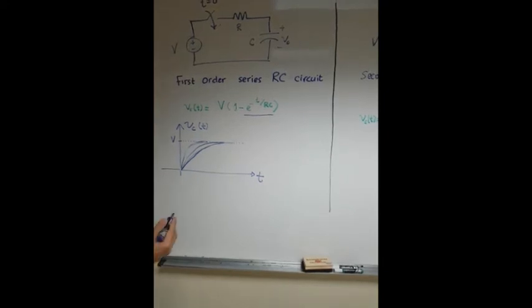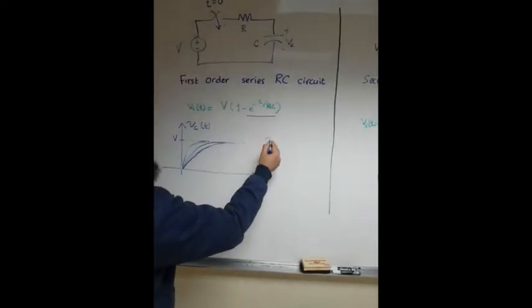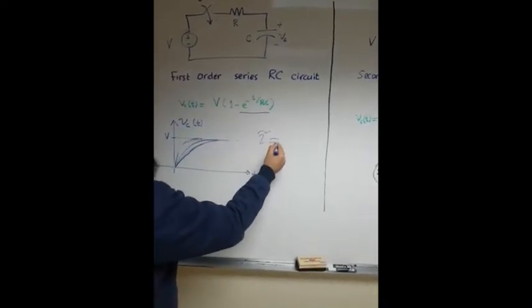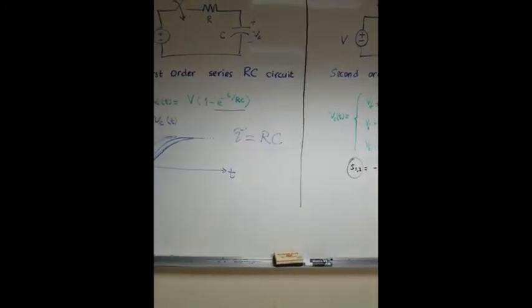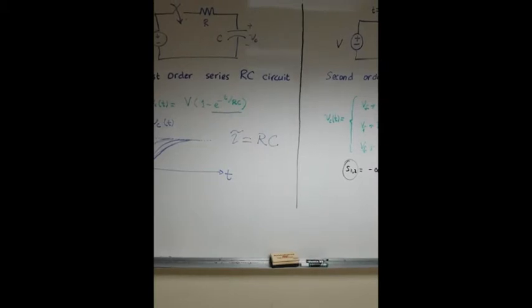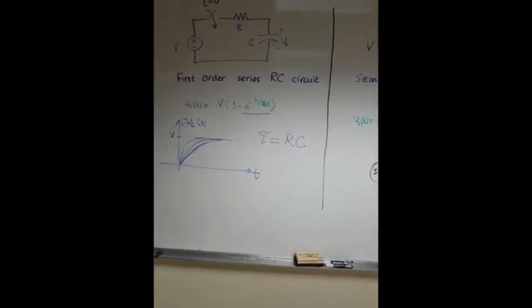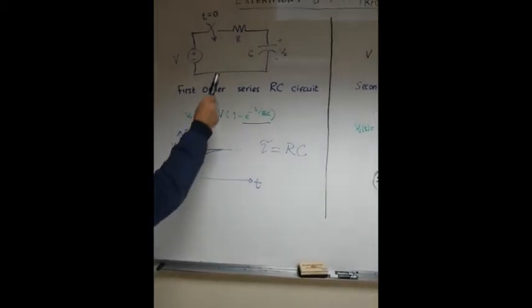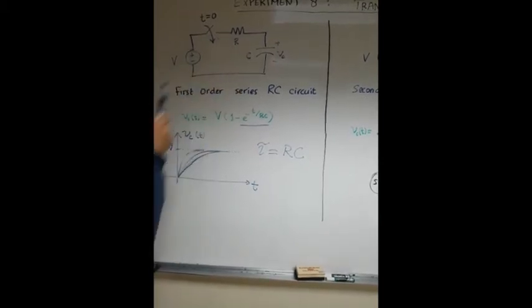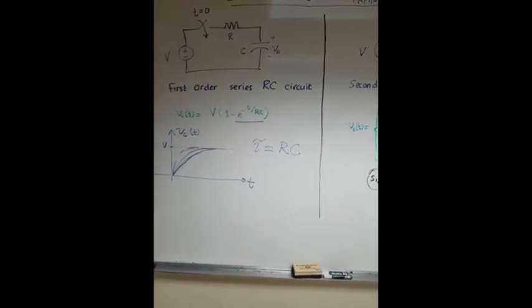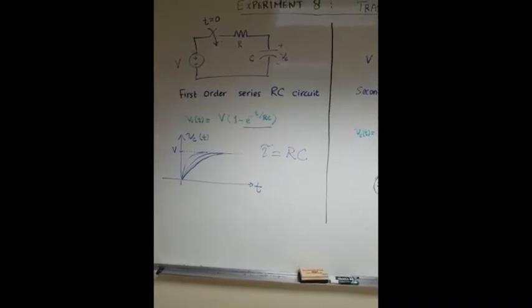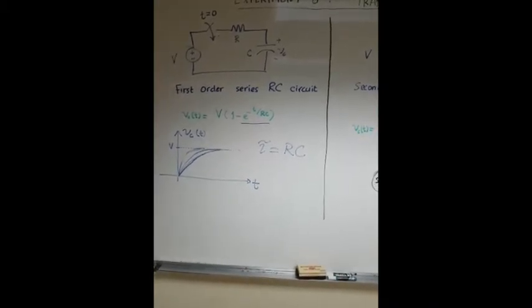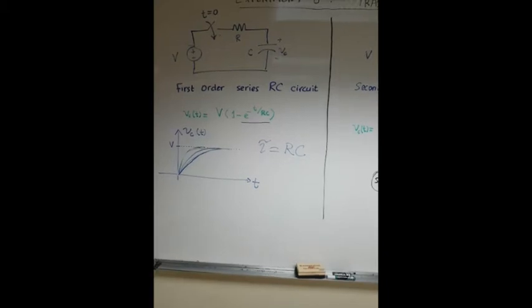We define RC as our time constant and we use tau to represent this time constant. We say that tau is equal to RC is our time constant. In this experiment, we are going to select some values of R and C and record the values of VC(t). The values that we will record of VC(t), we will use to estimate the time constant tau.